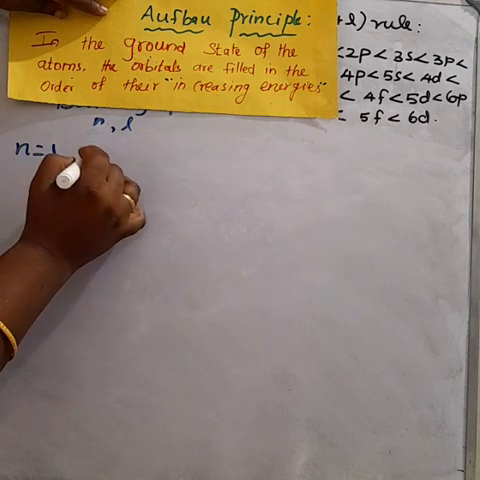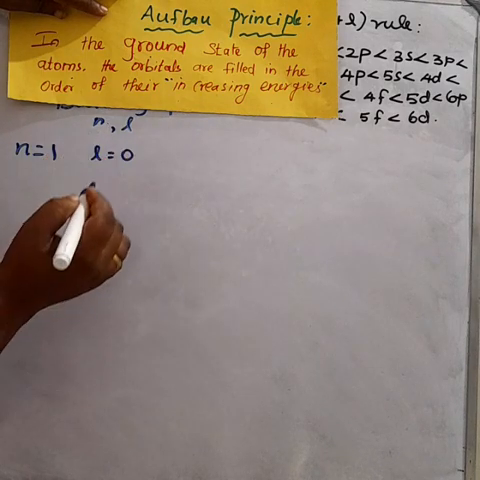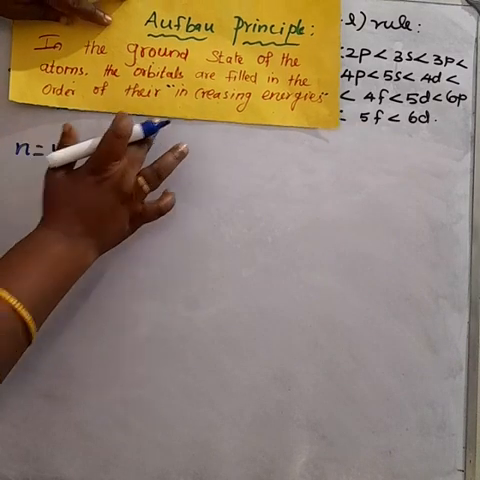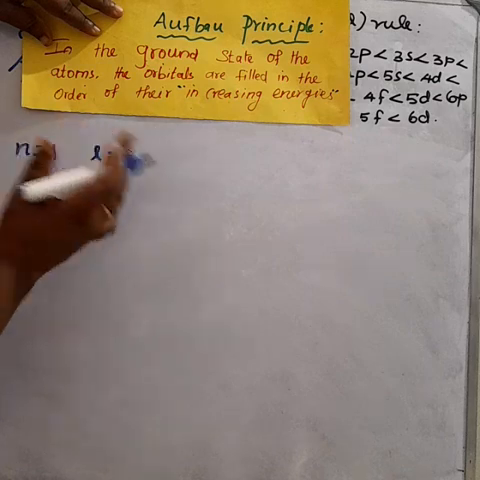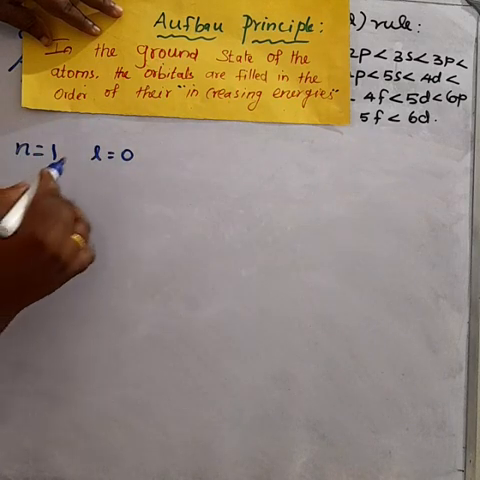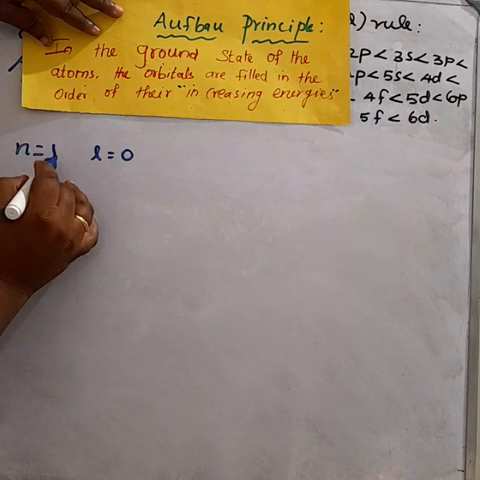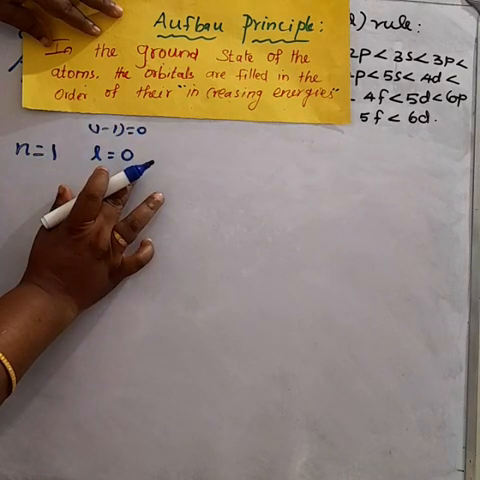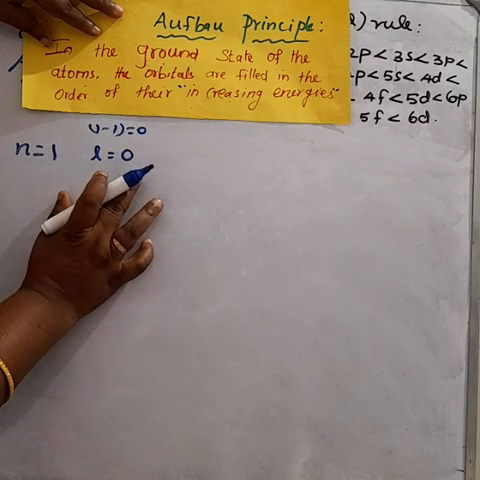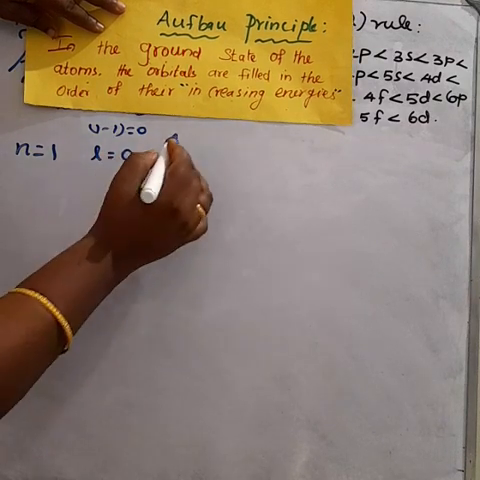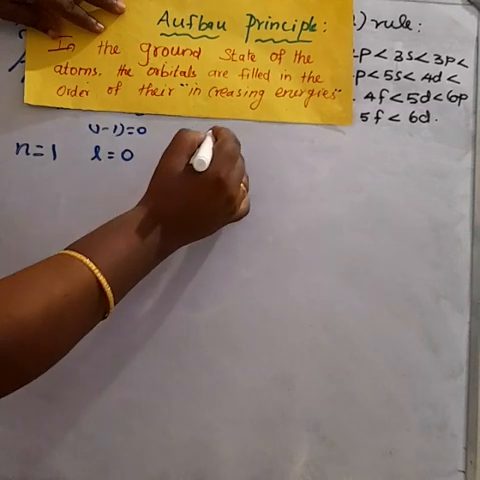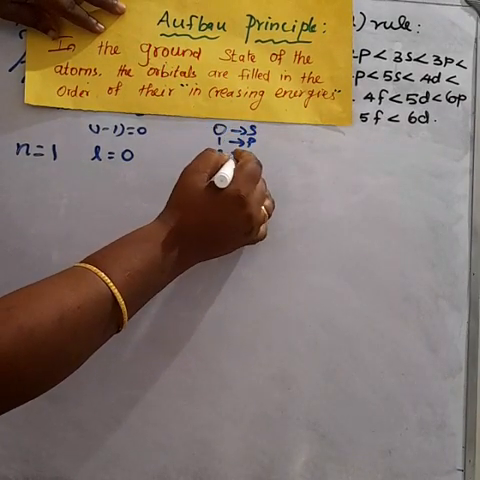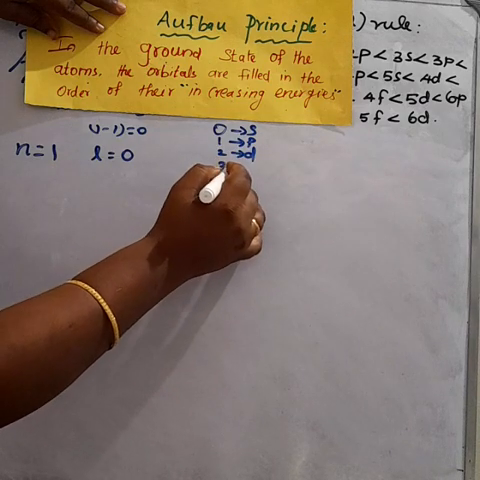How will you get the azimuthal quantum number l? We can write 0 to n minus 1. Here n value 1 means 1 minus 1, we get 0. So n value 1 means l value 0. l value 0 indicates the s orbital, l value 1 indicates the p orbital, l value 2 indicates the d orbital, and l value 3 indicates the f orbital.